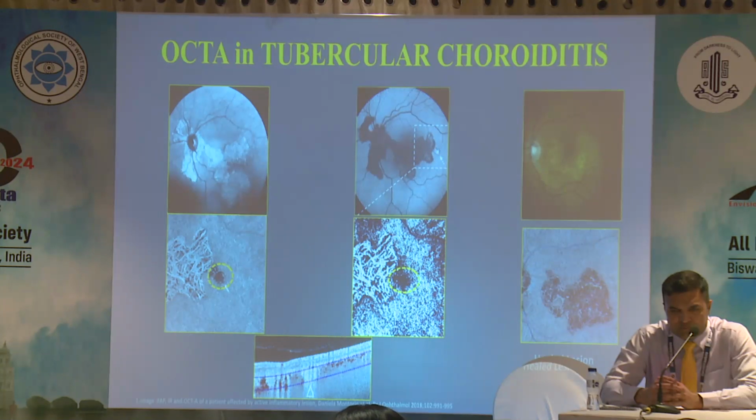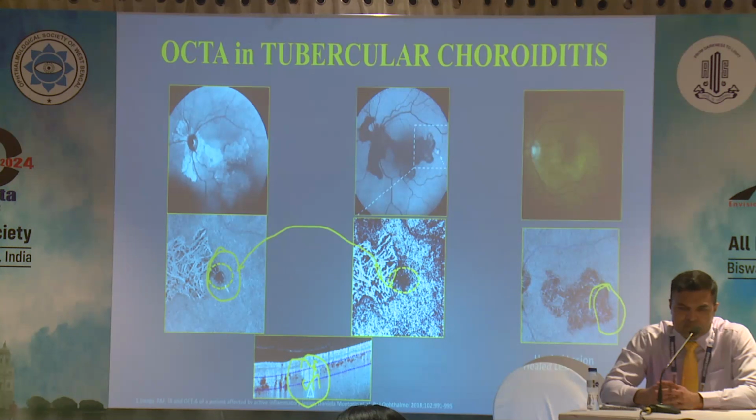On OCTA, you see those fuzzy margins of an active lesion as flow void areas, and with treatment, these flow void areas tend to resolve or they unmask the deeper choroidal vessels. So when you see these deeper choroidal vessels in serpiginous choroiditis, probably the lesion is healed. Initially you don't see any flow, but later on the flow will not come because the lesion has healed. Rather, there will be thinning. So always correlate the structural OCT and en face OCT as well as the OCT angio.